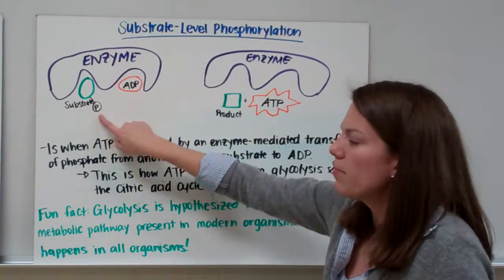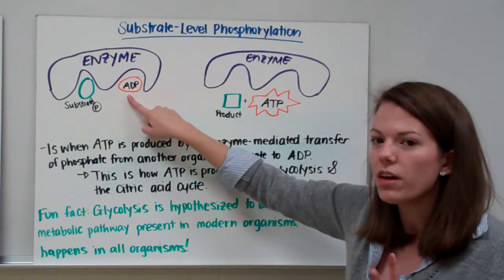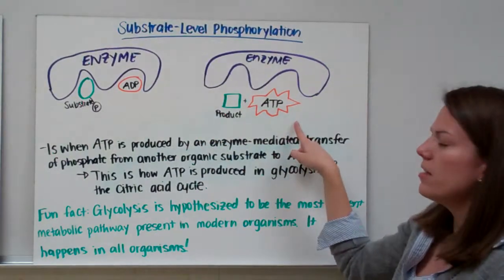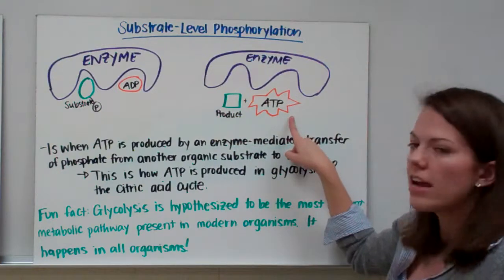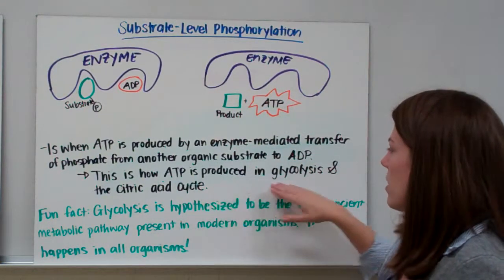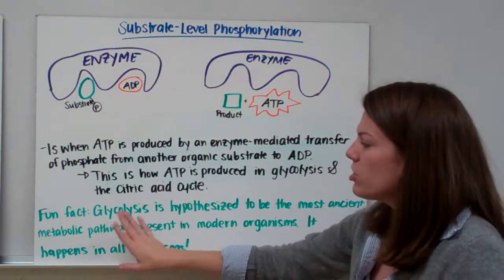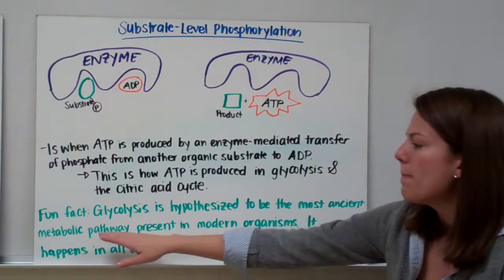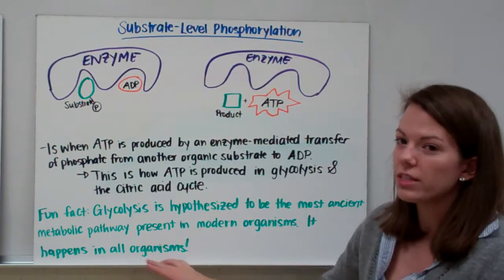So this enzyme removes this phosphate and transfers it to ADP. Remember, ADP has 2 phosphates, but if we add another one, it now has 3 phosphates, and that's ATP. So we've created a new product, which is just our substrate minus a phosphate, and ATP, which provides energy for the cell. So this is how ATP is produced in glycolysis and in the citric acid cycle. And just a little fun fact, glycolysis is hypothesized to be the most ancient metabolic pathway present in modern organisms. It happens in all organisms.